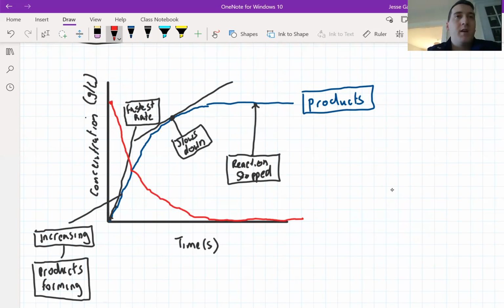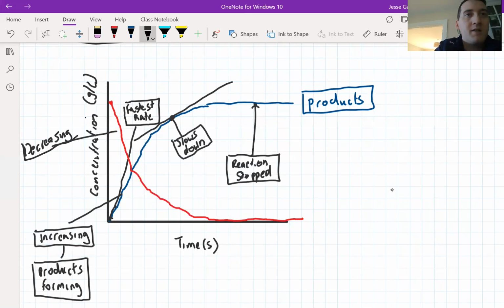So what does this show us? Well, first of all, we see that we have a line that is decreasing. What does this decreasing line tell me? This tells us that reactants are getting used up. Reactants are used up because the concentration is going down.